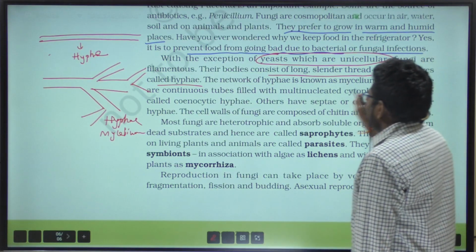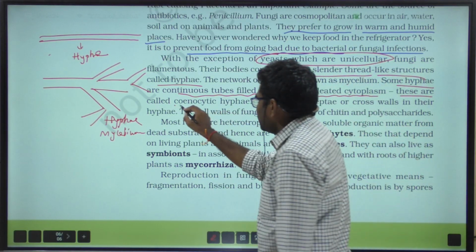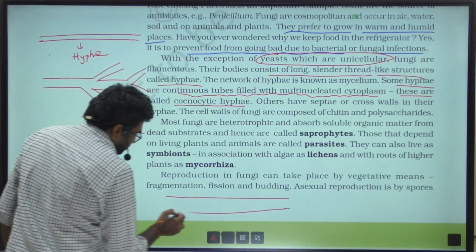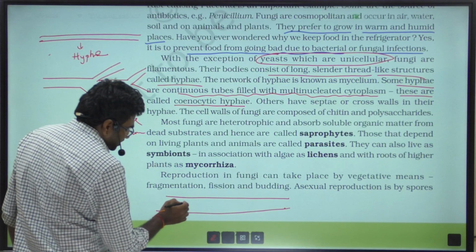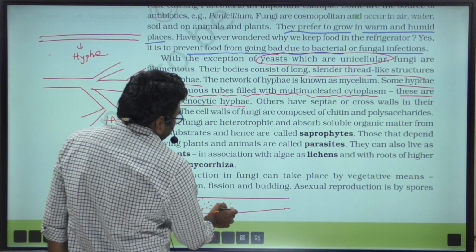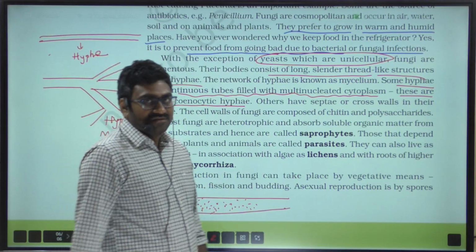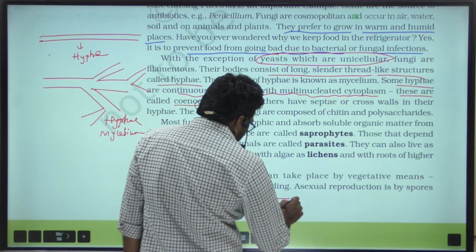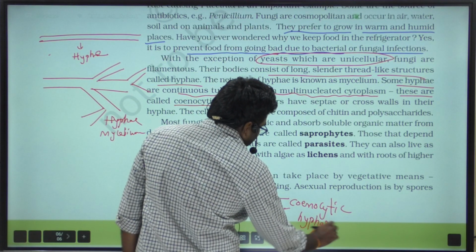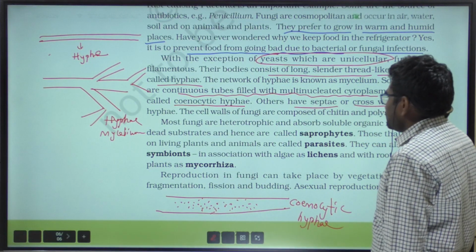Here some hyphae are continuous tubes filled with multinucleated cytoplasm. These are called coenocytic hyphae. Multinucleated cytoplasm is present, and that is called coenocytic hyphae, right? And others have septae or cross walls in their hyphae.